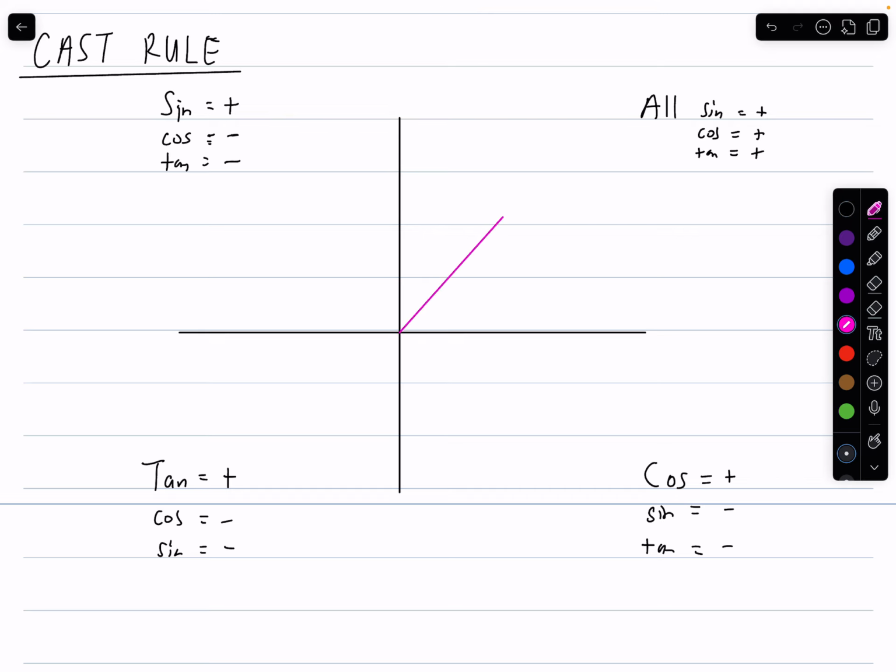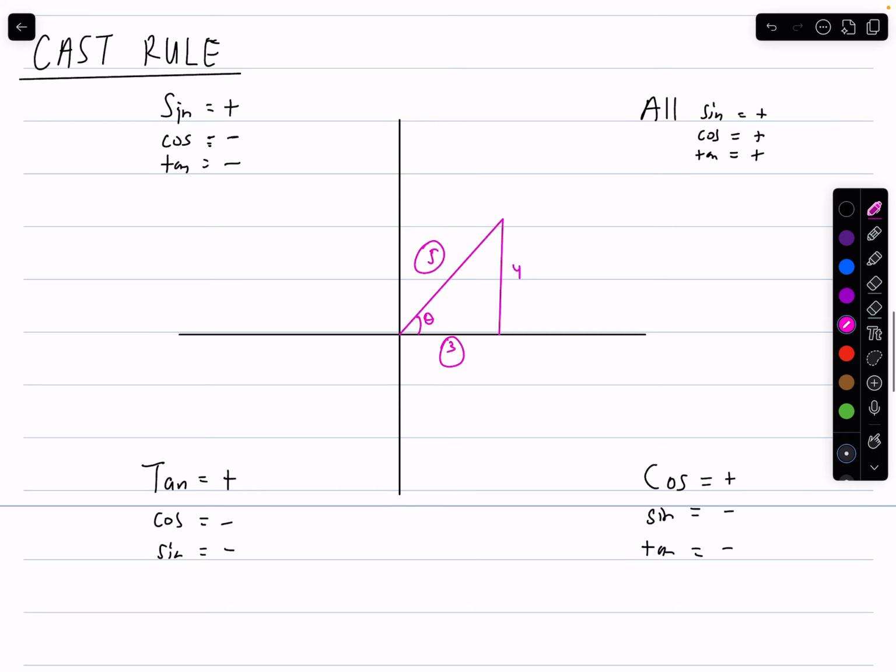If I look at this, for example, let's say I had a triangle here, and this was 3, 4, and 5. If I take the sine of this angle, it's just going to be 4 over 5, because it's opposite over hypotenuse, which will be positive. If I take the cos of this angle, it'll be 3 over 5, which is also positive. If I take the tan of this angle, it'll be 4 over 3, which is also positive. So that's why if the triangle appears in the all quadrant, or the A quadrant, then you know all of it's going to be positive.